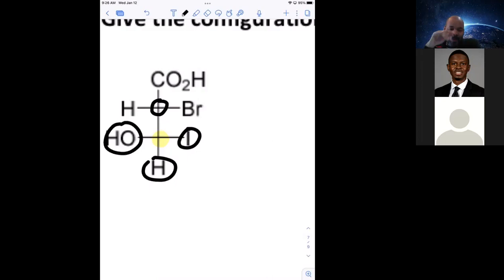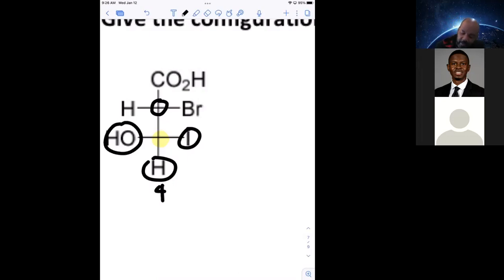All right, so let's look at that. And we know that hydrogen is going to be 4. Right? Let's look at iodine, oxygen, and carbon, because those are the 3 groups that are attached directly to your chiral center. Which one is going to be highest priority?